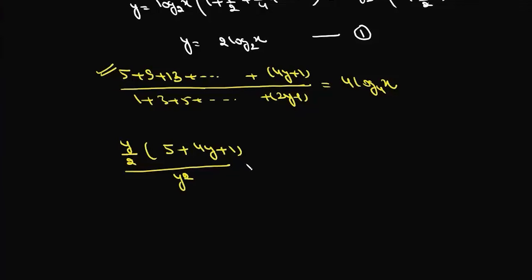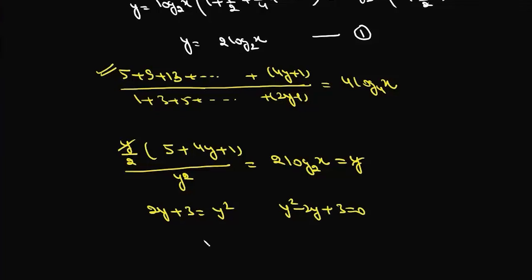So it will be simply y squared, and here we can write this 4 as 2 squared, so it will be 2 log x base 2. Now we know that 2 log x base 2 is nothing but y, so we'll write this as y. Now here y and y will cancel, so we can write 2y plus 3 equals y squared, or y squared minus 2y minus 3 equals 0. We can write (y minus 3)(y plus 1) equals 0, value of y is 3.